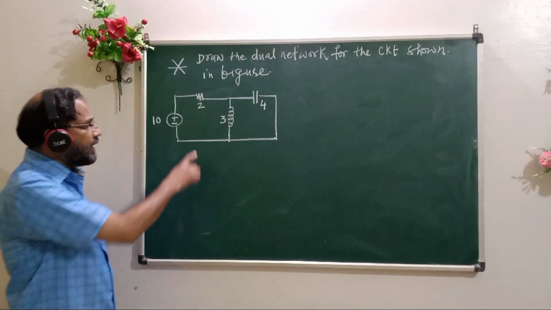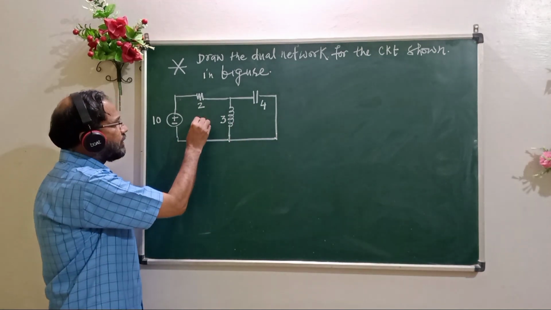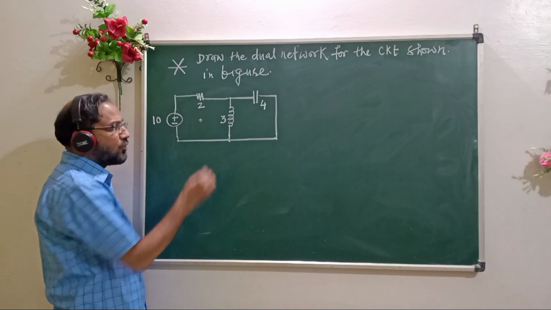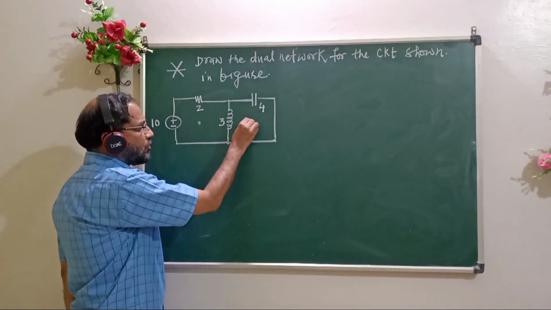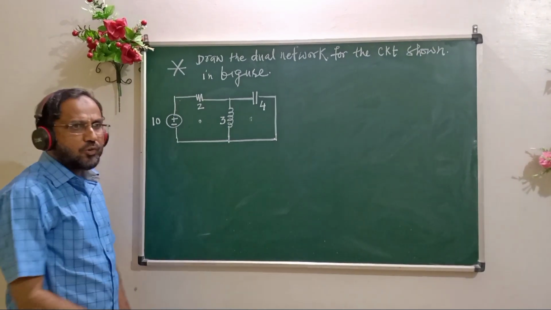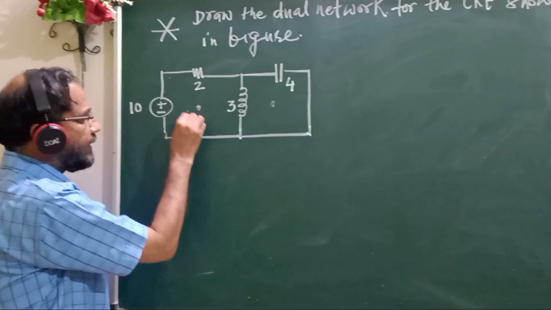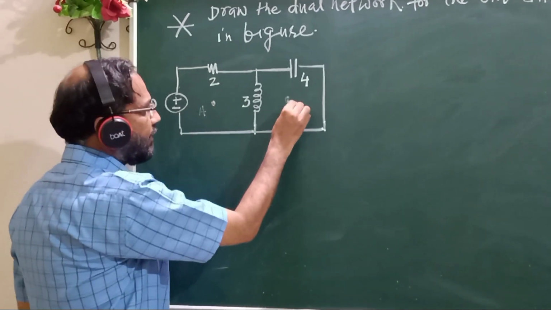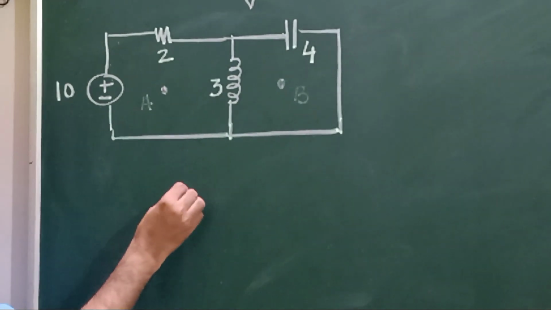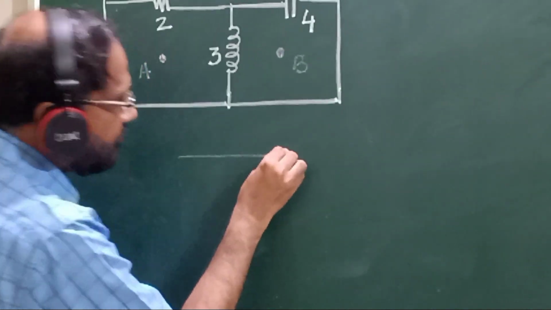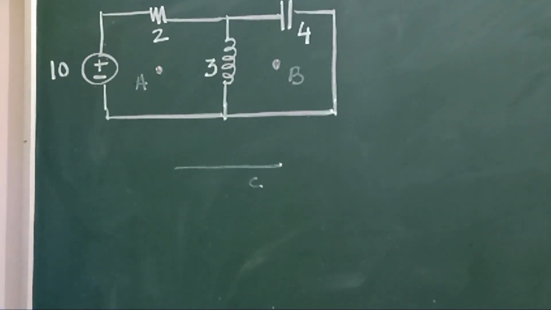Attention here, we have two independent loops. So we have to mark two nodes, one node corresponding to loop number 1, another node corresponding to loop number 2. I am naming them A and B. Now I am drawing one reference line, indicated by C.